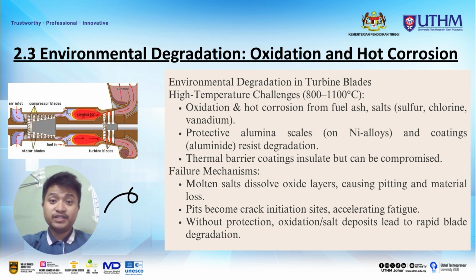Next is environmental degradation, oxidation, and hot corrosion. Environmental degradation in turbine blades comes from a high temperature challenge, 800 to 1100 Celsius. Oxidation and hot corrosion come from fuel ash, salt, sulfur, chlorine, and vanadium. Protective alumina scales on nickel alloys and aluminide coatings resist degradation. Thermal barrier coatings insulate but can be compromised. Failure mechanism: molten salt dissolves the outer layer, causing pitting and material loss. Pits become crack initiation sites, accelerating fatigue.